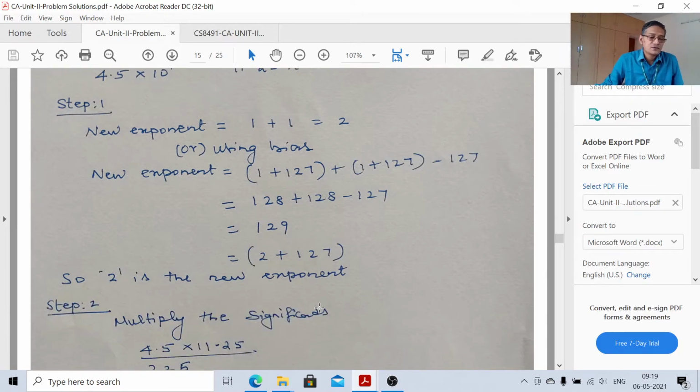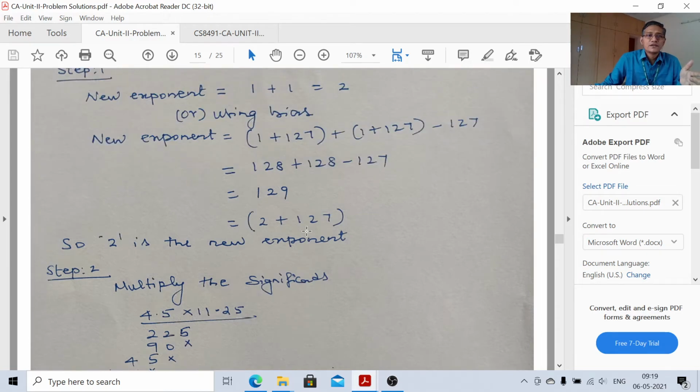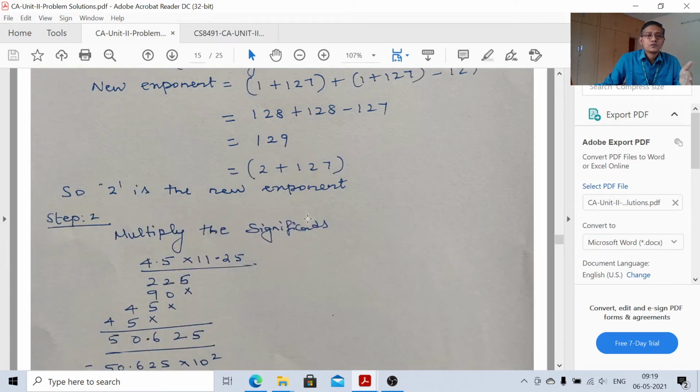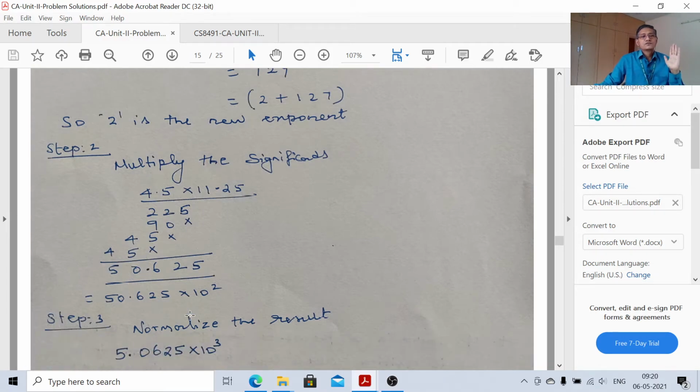So first we represent the given floating point numbers in scientific notation. After that, the first step is finding the new exponent value. Next, step 2. Step 2 is very simple. We are going to multiply the significands. The significand is the part before the exponent value, that is 4.5 and 11.25. So 4.5 into 11.25, we perform normal multiplication. When you perform the normal multiplication, you will get 50.625 as the answer.